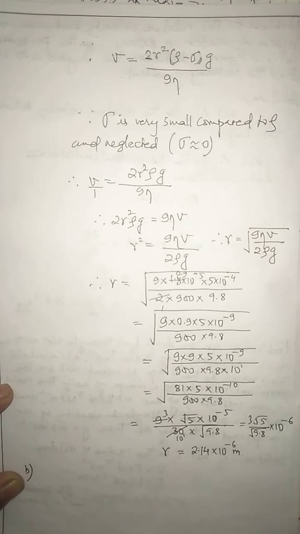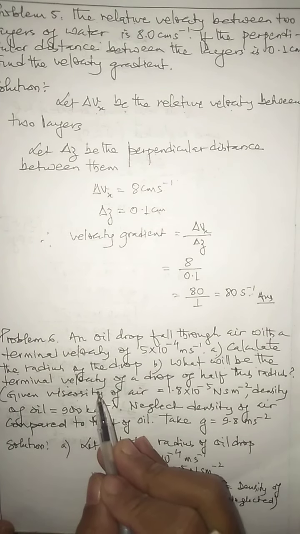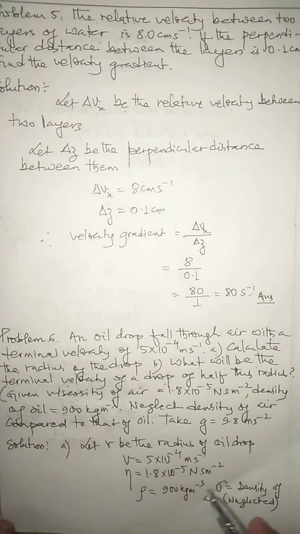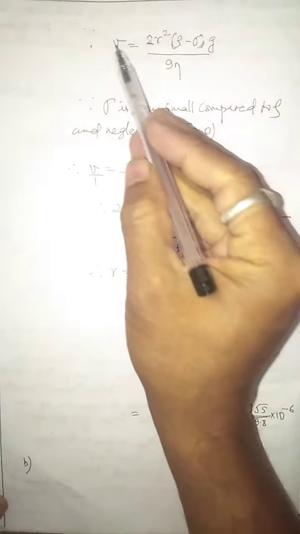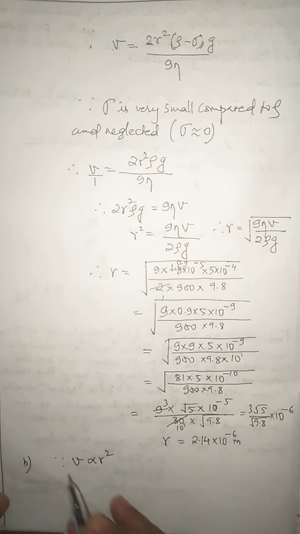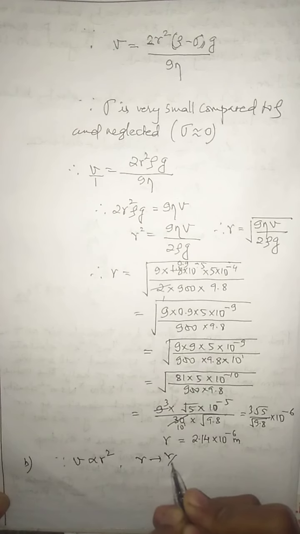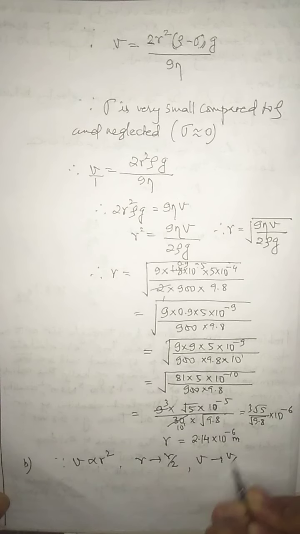Now the second part of the question says what will be the terminal velocity again of a drop of half this radius. So I calculated the radius, but if the radius of this drop is half, then in that case what will be the terminal velocity? So again we need to find out terminal velocity. So children, in this question, terminal velocity is directly proportional to the square of the radius, which means V is proportional to R square, and in this question it said that R is reduced to R by 2. If the radius is half, then definitely V will be reduced to V by 4.